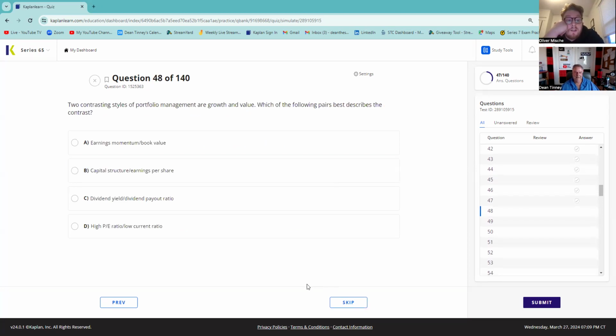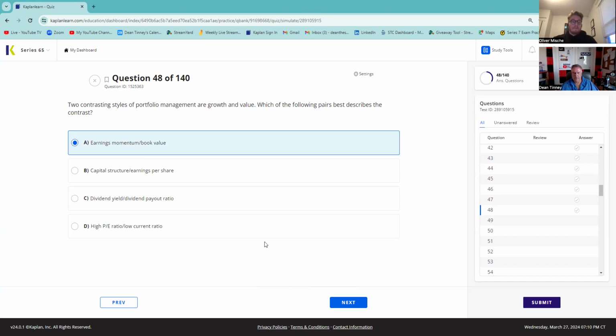Okay. Two contrasting styles of portfolio management are growth and value. Which of the following pairs describes that contrast? That's kind of interesting. A. Earnings momentum and book value, yeah, those are opposite. I think that's a good answer, right? Growth guys are concerned with earnings momentum and not book value. Fundamental analysis, value is concerned with book value and not earnings momentum. So good answer.